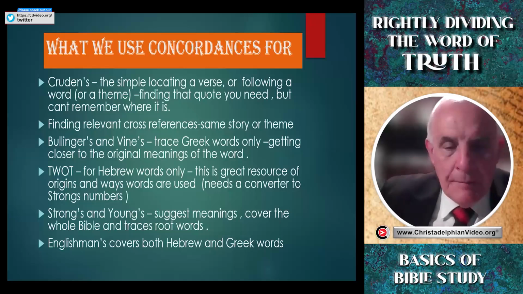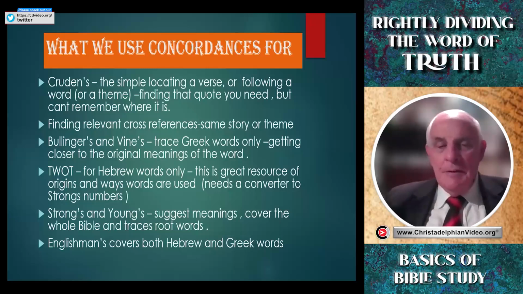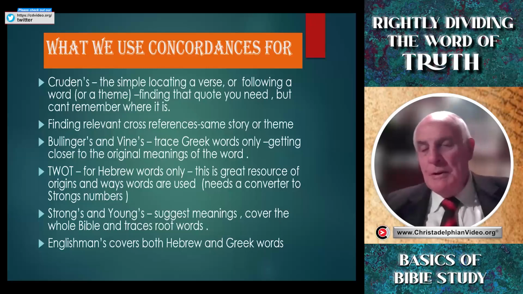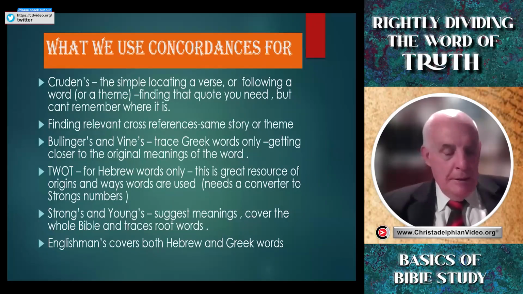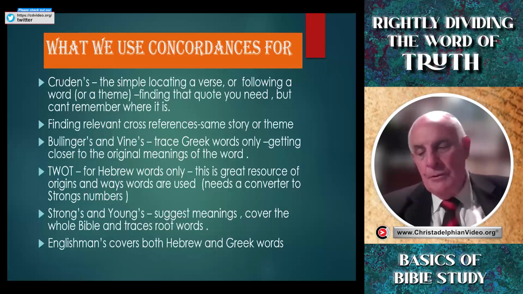With Bullinger and Vine, you trace Greek words only, but you get much closer to the original meaning of the word in the Greek language. The Theological Word Book is only for Hebrew words. It's a great resource of origins and the way they're used. But you will need to have a converter. At the back of the TWOT, there is a converter to Strong's numbers. So if you're using the TWOT, you need to have a conversion from the TWOT number to the Strong's number.